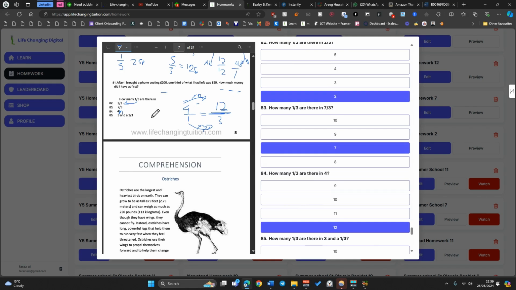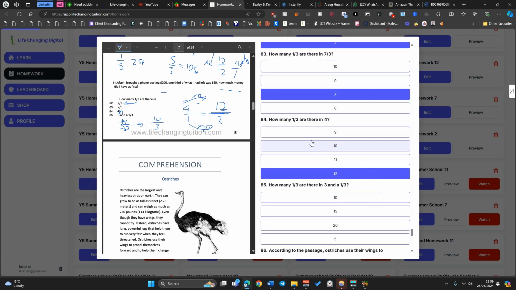Now, how many are in 3 and a third? Again, this is a mixed fraction. We can just change this to an improper fraction. Remember the invisible times and the invisible plus. So 3 times 3 is 9, plus 1 is 10. So that leaves us with 10/3. How many thirds are in that? Well, 10 thirds are in that. So that's the answer.